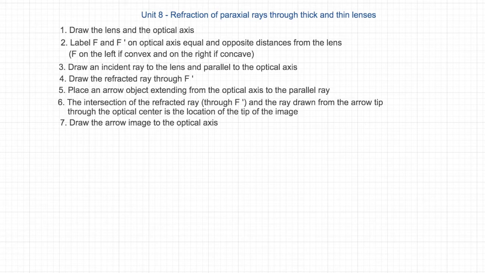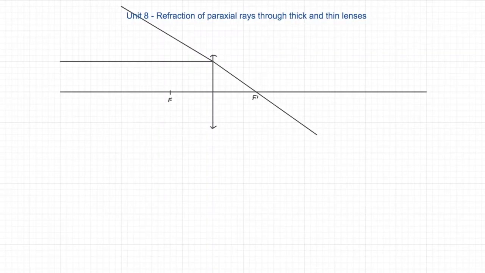Then you place your arrow object on the optical axis, extending up to that parallel ray that you just drew, and you find where the ray from the arrow through the optical center of the lens intersects the refracted ray from that parallel ray that you originally drew. And that will be the tip of the image, and then you draw the rest of the arrow image to the optical axis. Now we'll construct objects and images at a plus or convex thin lens.